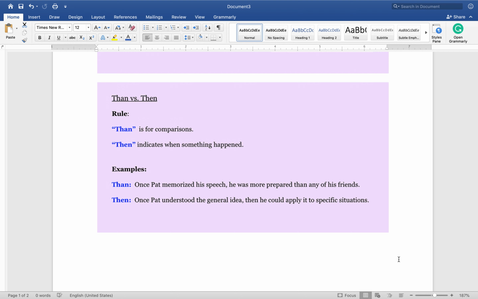Here we have, once Pat memorized his speech, he was more prepared than any of his friends. We're comparing Pat and his memorization to that of his friends. So those are the two things that are being compared. Or we have, once Pat understood the general idea, then he could apply it to specific situations. We have kind of a step or a timeline of what's going on. So he understood the idea, then something happens: he could apply it to a specific situation.